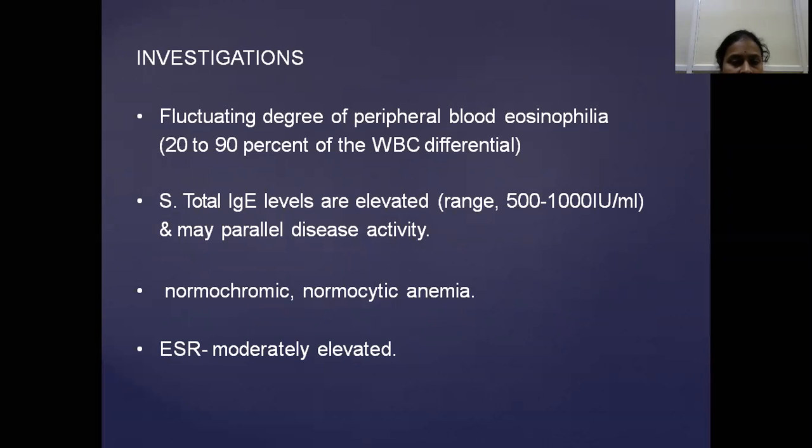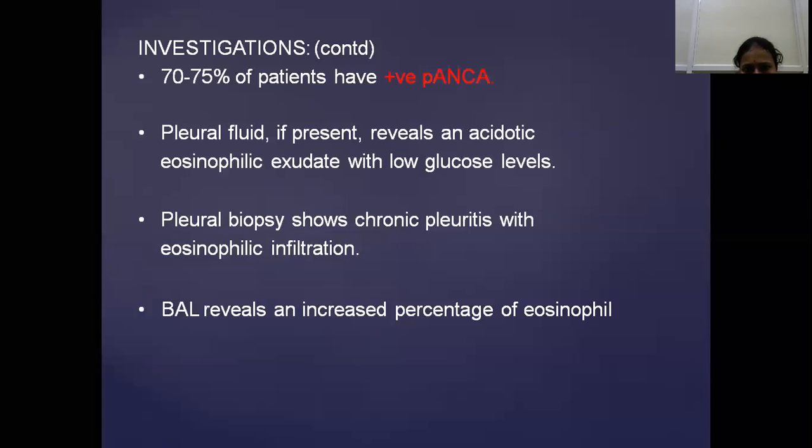How to diagnose Churg-Strauss syndrome? It is associated with peripheral blood eosinophilia, that is a rise of eosinophils of approximately 20 to 90%, and a rise in IgE levels, 500 to 1000 international units, a moderate elevation of serum total IgE, associated with anemia, and ESR is elevated. On special investigations, P-ANCA is positive in 70 to 75% of patients.